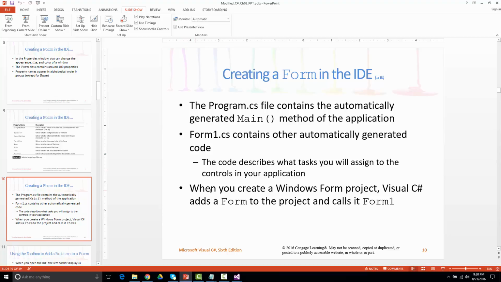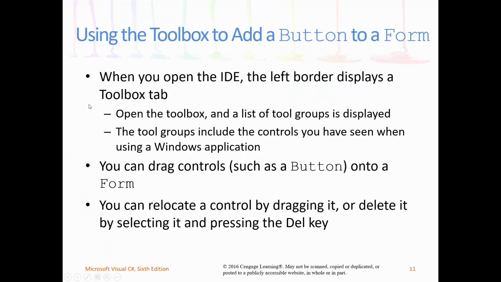All right. When you create a Windows Form project, as it says, Visual C# adds the form to the project and calls it Form1. You already saw that. And I went in and I changed the name of that to Form Calculator GUI. All right, when you open the IDE, the left border displays the toolbox. You saw that. You saw how to drag the controls. There's different ways. I showed you what I consider to be the easiest way. You can double click on a control and it'll put it in a kind of a standard location on the form, usually in the upper left-hand corner. You can grab a control that you have and do a Control C and a Control V to copy it. So there's a lot of different things that you can do with these.